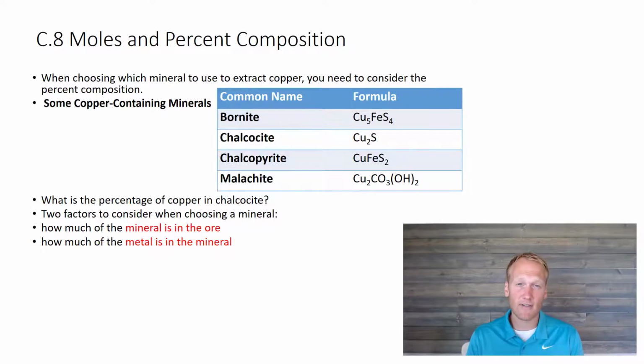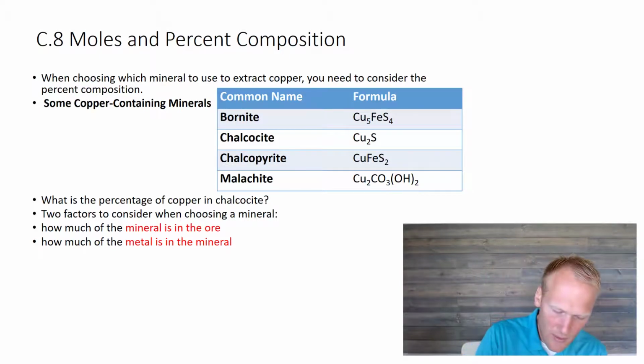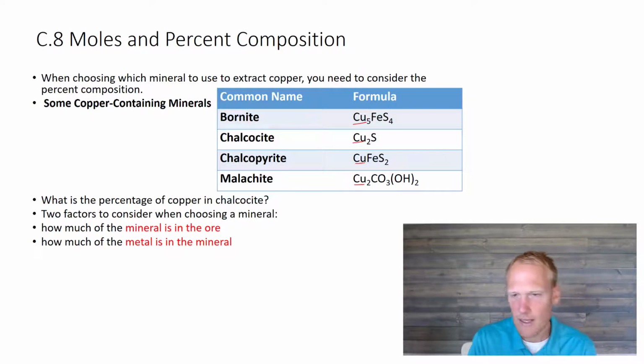When you're mining for, let's say, copper ore, you want to make sure that you're going after the ore that has the highest percent composition of copper. For instance, we have 4 different types of ores here. We have bornite, chalcocite, chalcopyrite, and malachite.